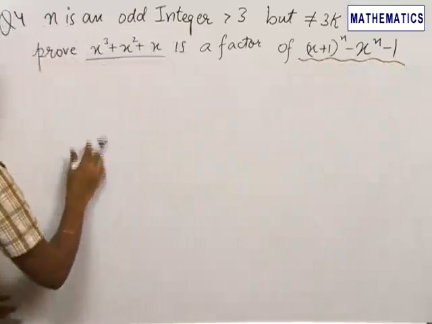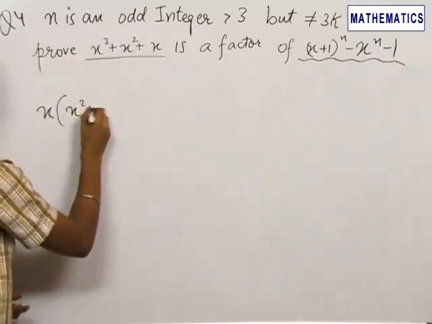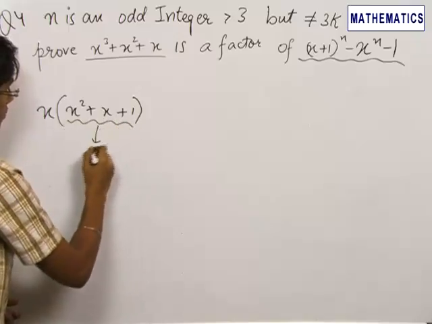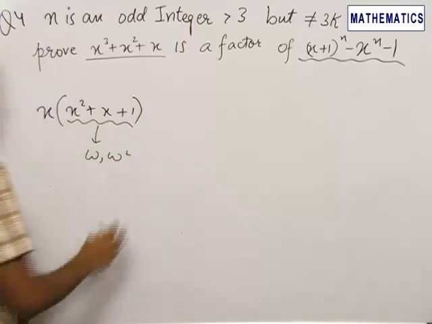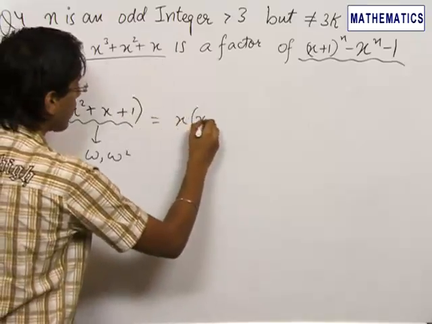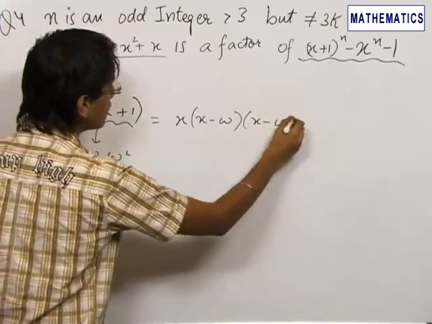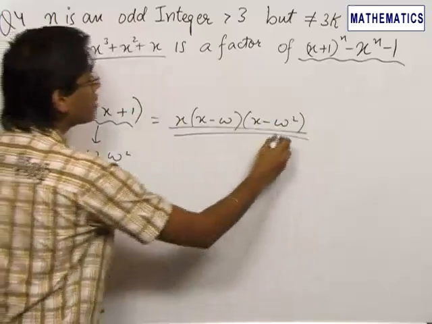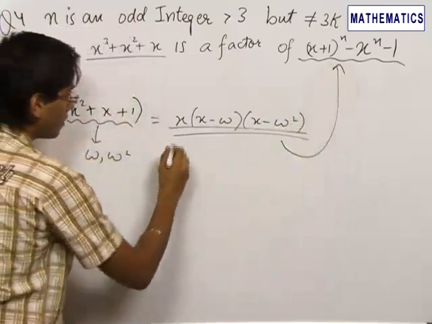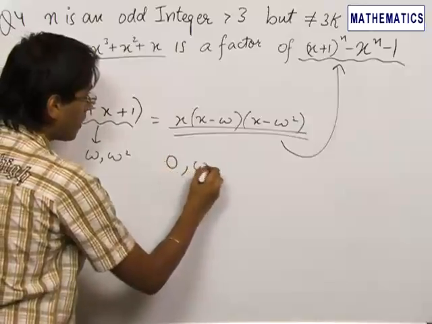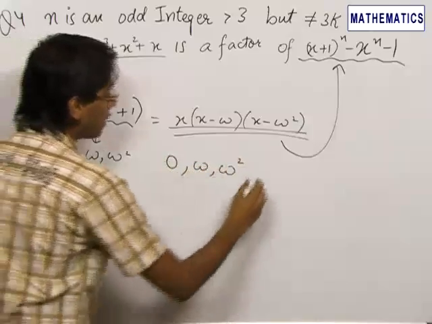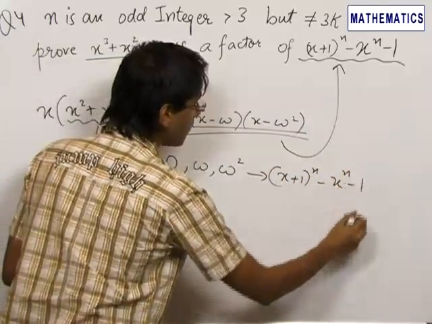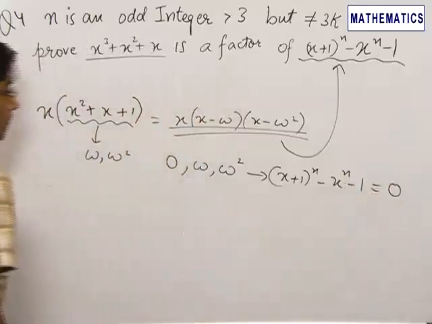So let us simplify this one. This becomes x times (x square plus x plus 1), and we know that this quadratic has the roots omega and omega square. So this entire factor becomes x into (x minus omega) into (x minus omega square). And in order to prove that this is a factor of this, we just need to prove that 0, omega and omega square satisfy (x plus 1) power n minus x power n minus 1 equals 0.